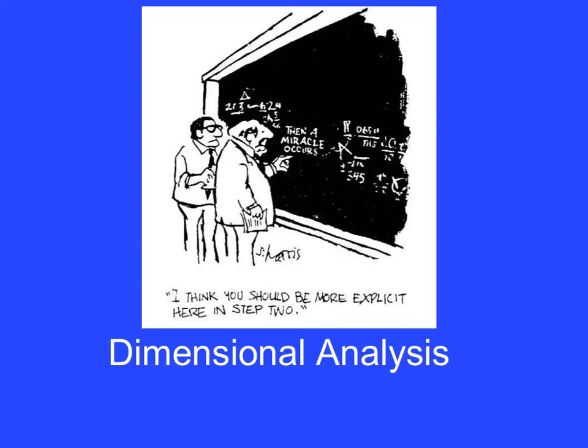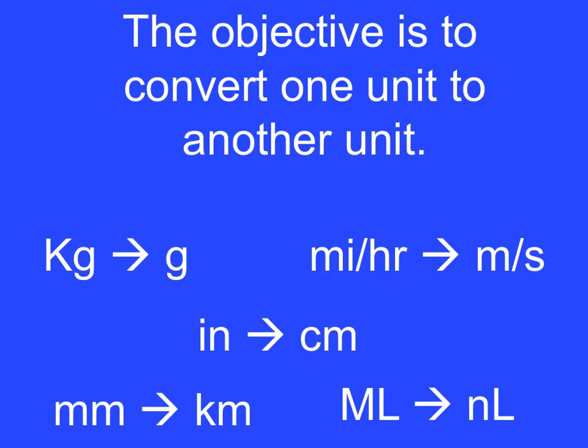Dimensional analysis, that process in chemistry where there seem to be a lot of steps and some crazy junk goes on in the middle, and then you wind up with an answer with some units. What we're going to do is kind of go through the stuff that goes on in the middle. The objective is to convert from one unit to another.